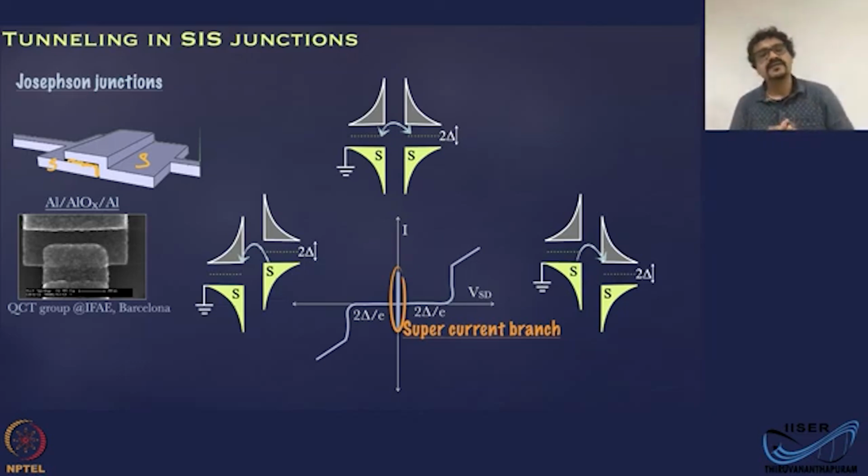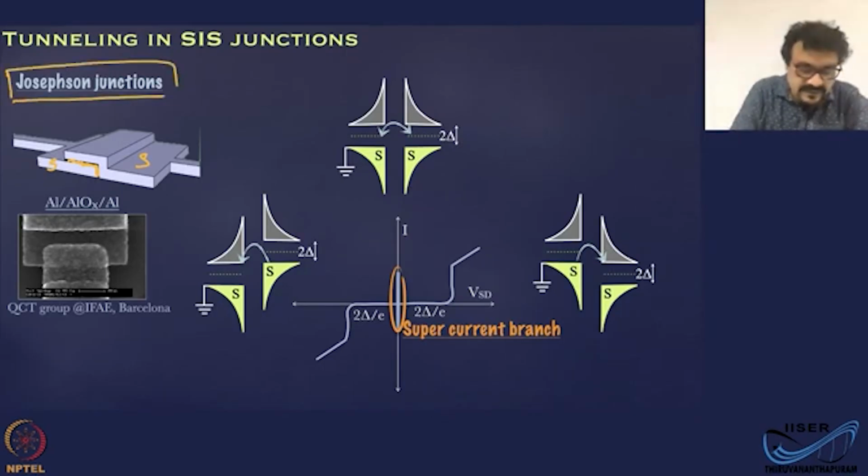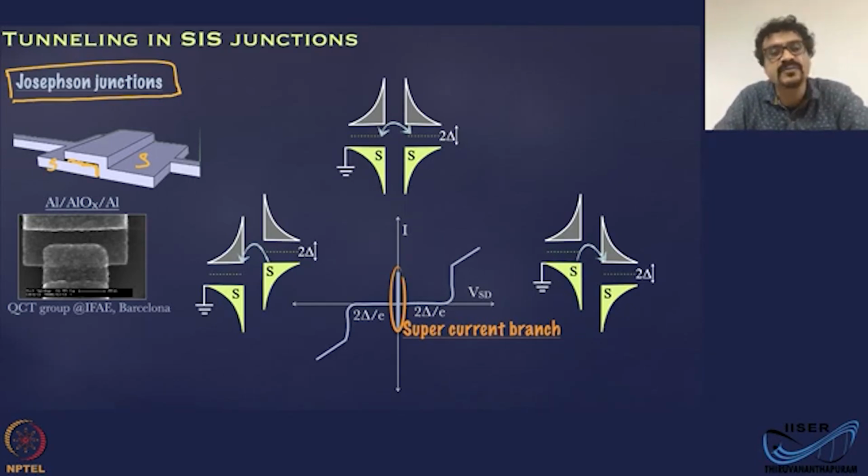These structures are made by a technique called double angle shadow evaporation, which we discussed in the previous lecture. Okay. These junctions are also called Josephson junctions. We will discuss the Josephson effects in detail in the coming slides. But let's overview the tunneling process in SIS, that means superconductor, insulator, superconductor junctions.